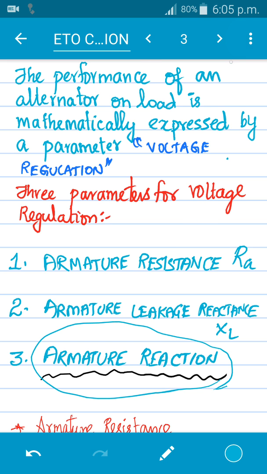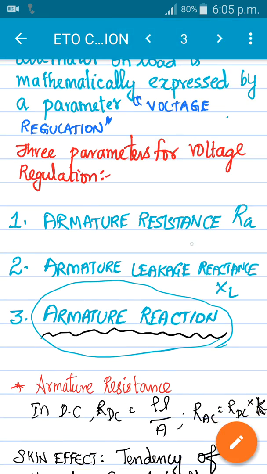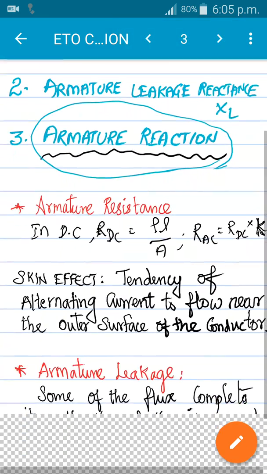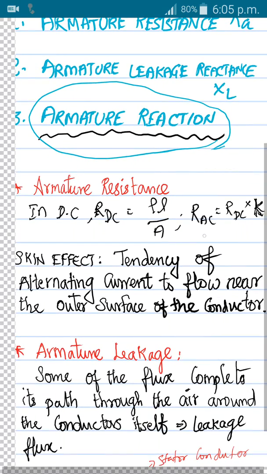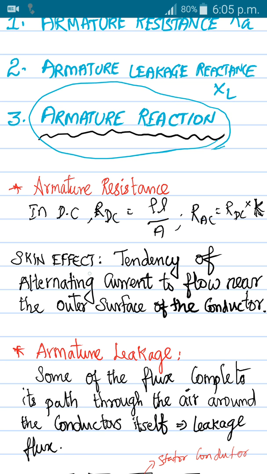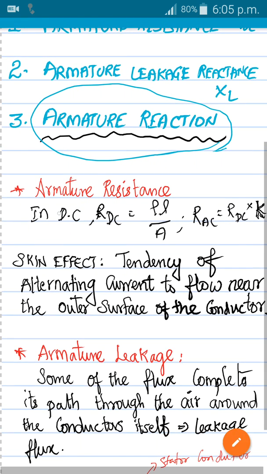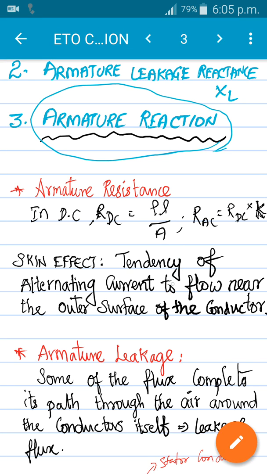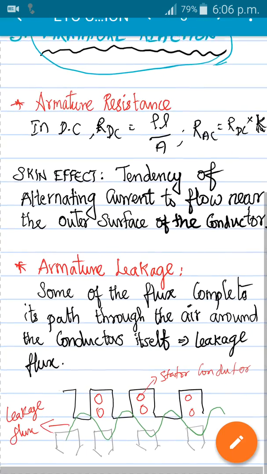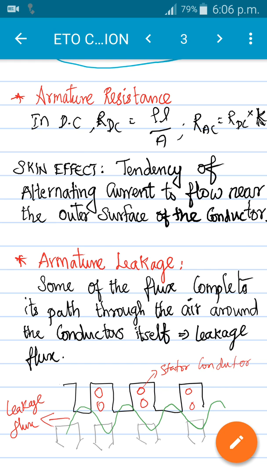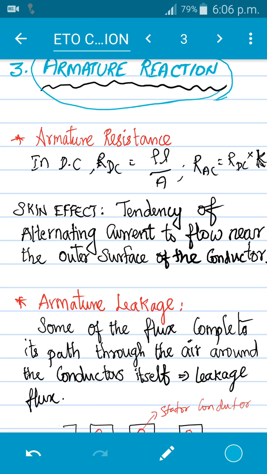You will see here. The first thing is armature resistance. Wherever there is a conductor, there will be resistance. In AC, the resistance also has the skin effect. It is negligible. Actually, the armature resistance is negligible for the voltage regulation. The second thing is armature leakage. The armature leakage is nothing but some of the flux completing its path through the air.